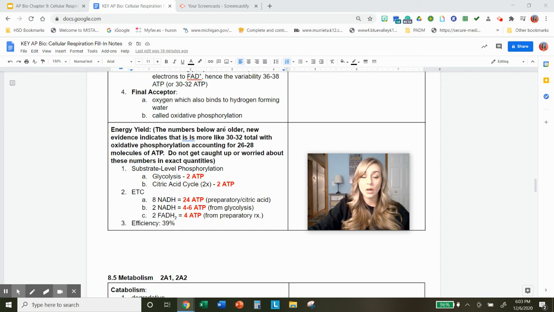So the numbers below are older. New evidence for the whole process of aerobic cell respiration is that more like 30 to 32 total ATP occur from the process itself. Before, when I learned it, and a lot of diagrams still show about 38. So it's going to be in the realm of 30, depending upon metabolism itself and the access to oxygen and glucose.